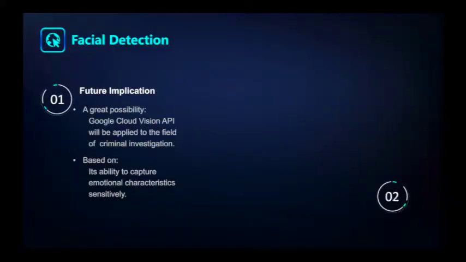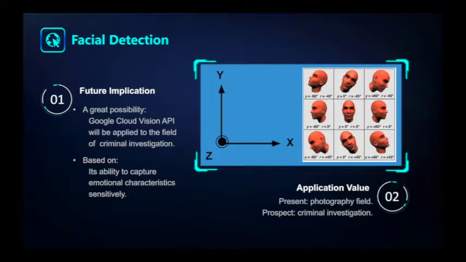For the future possible implications of facial detection using Google Cloud Vision API, there's a great possibility that it will be applied to the field of criminal investigation based on its ability to capture emotional characteristics sensitively. During police interrogations, the suspect's subtle reaction to every trace of information is captured, which greatly accelerates investigation progress and convictions, as well as helping analyze criminal psychology. In conclusion, the visual detection based on Google Cloud Vision API has created great value in the photography field, and it has a broad application prospect in the field of criminal investigation.